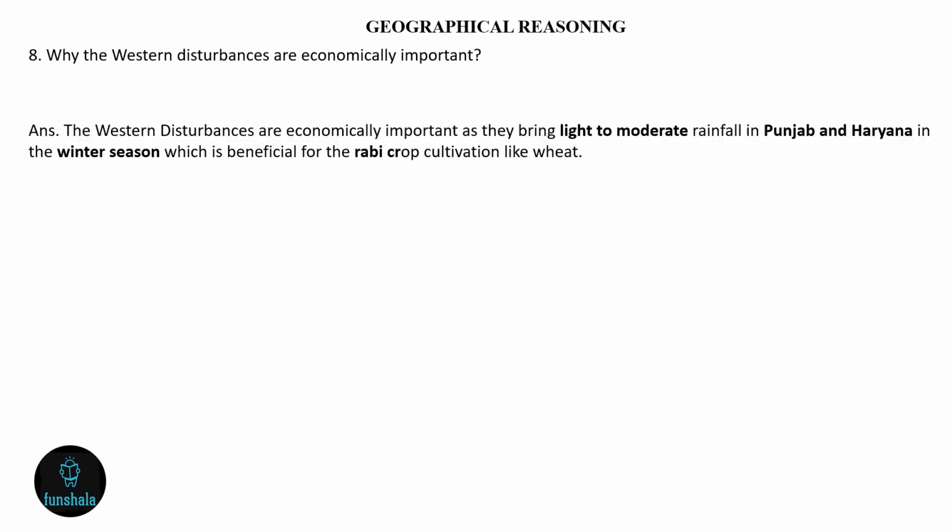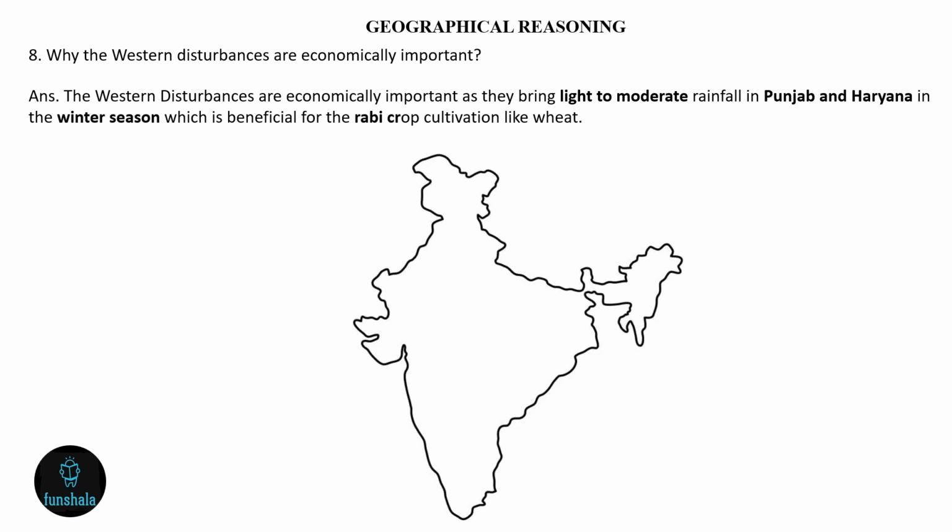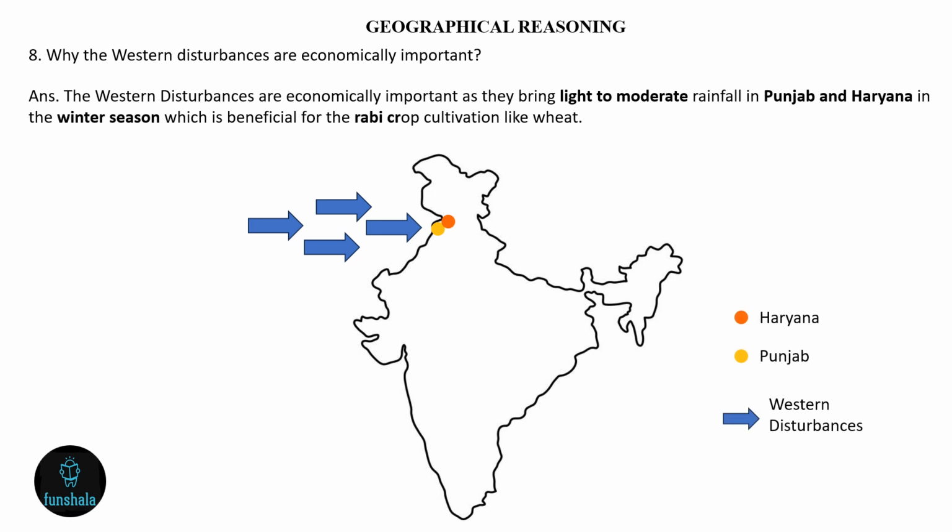And the answer is, the western disturbances are economically important as they bring light to moderate rainfall in the states of Punjab and Haryana in the winter season, which is beneficial for the rabi crop cultivation like wheat. Now, question number 9 should be noted as a very important question among all of them. Chennai has more rain months but less rainfall than Kochi.